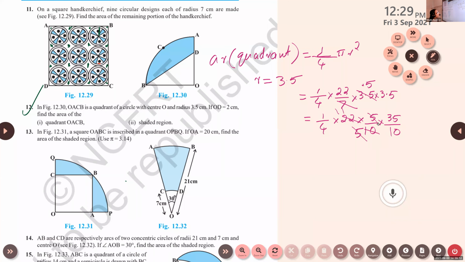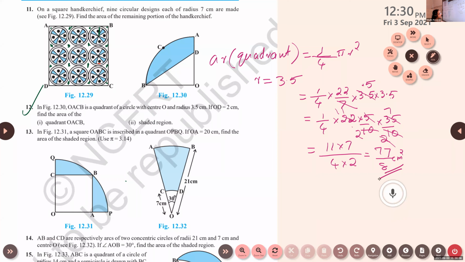Here 5 again, no 2, sorry. 5/10 × 3.5/10. Here we can cancel 2, here again cancel. Begin on 11. Then 35 by 2, answer 2. Again here 5, 5. 5, 6 to 5, 2. 7, so 77. 11 into 7 by 4 into 2. 77 by 8.